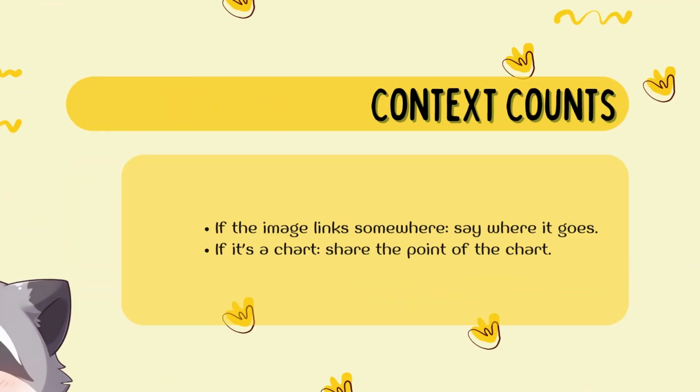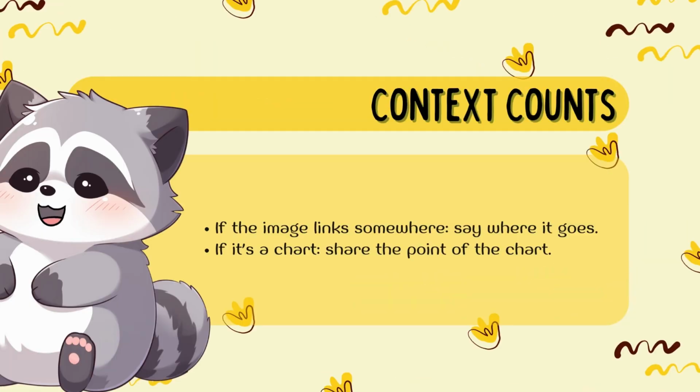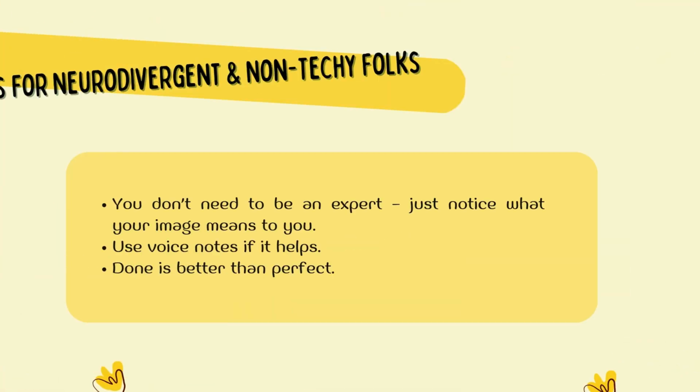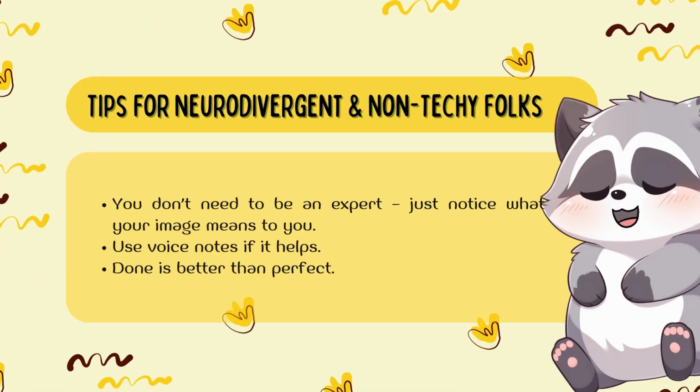Context matters too. If an image links to something, say where. If it's a chart, describe it and what it shows, not just what it looks like. You don't have to be a coding wizard or a poet. Just describe what matters. If you're not sure, try recording yourself talking about the image, then write that down.